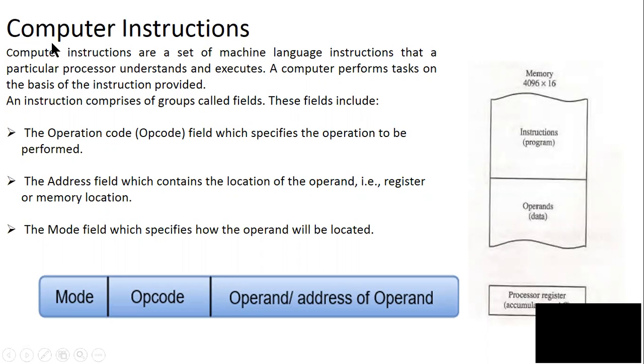A computer instruction has three parts, that is mode, opcode, and the addresses. For example, I say add a comma b, which means add the value of b to a, and the resultant should be stored. In the next line I have to say store sum equal to add a comma b. Whatever the addition is, it should be stored somewhere.